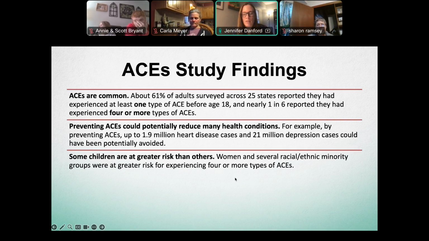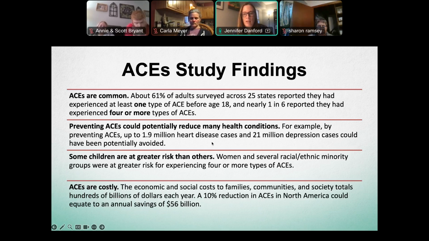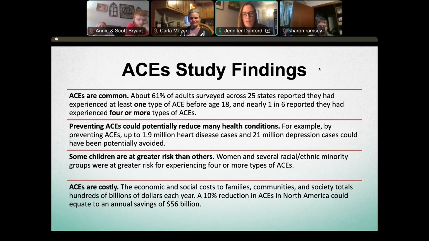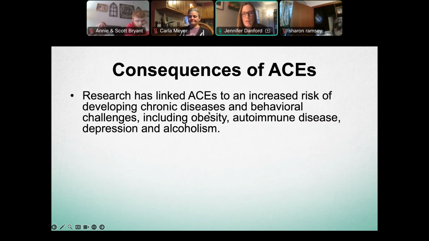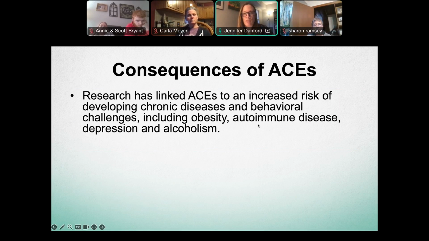Some kids are at greater risk than others. Obviously, as with lots of things, women and racial and ethnic minority groups are at greater risk. And then it costs a lot. The economic and social cost to families, communities, and society is up in the billions of dollars each year. This is because of all the money that goes to taking care of these people who have COPD, depression, mental health issues, who can't work because of all these outcomes that go along with trauma.